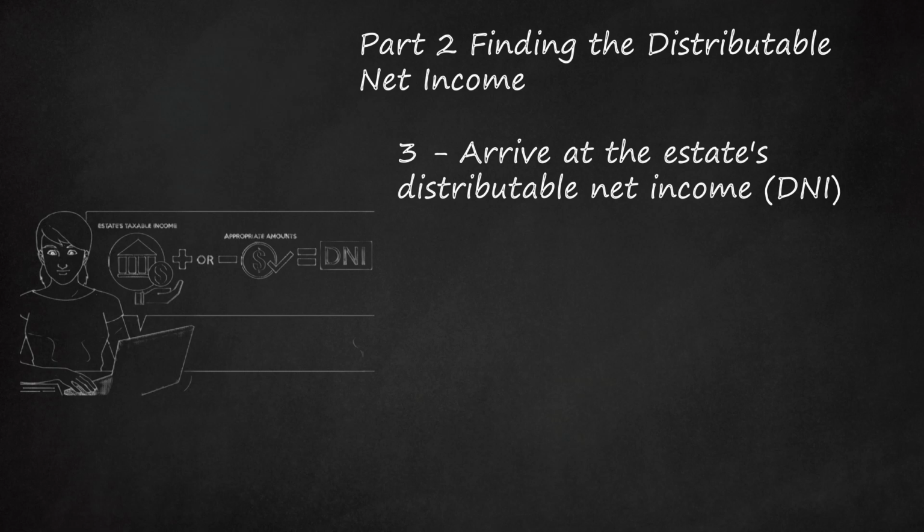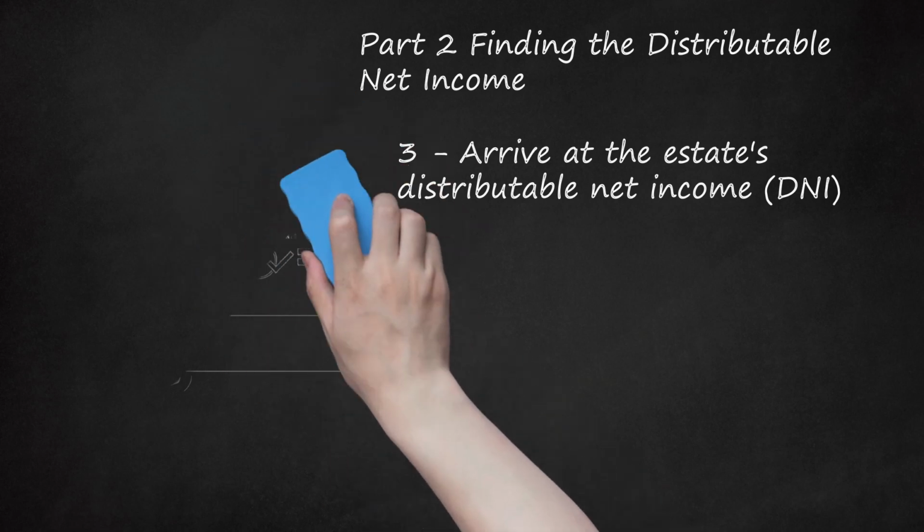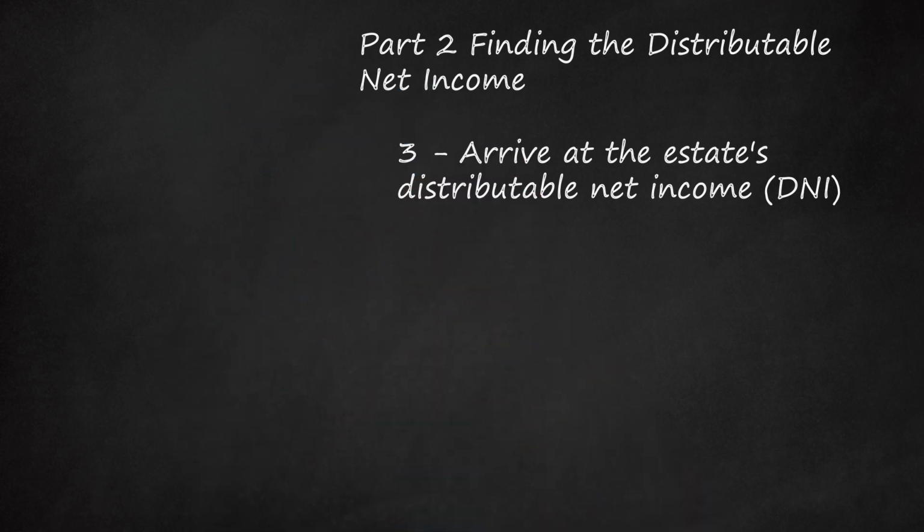Your income distribution deduction will not be any higher than the DNI, although it may be lower. Likewise, this amount represents the maximum amount beneficiaries must account for on their individual tax returns. If you arrive at a DNI figure that is lower than the amount of distributions actually made to beneficiaries, you may need to redo the calculation. Since you have to report actual distributions, your DNI should be equal to or higher than that amount.